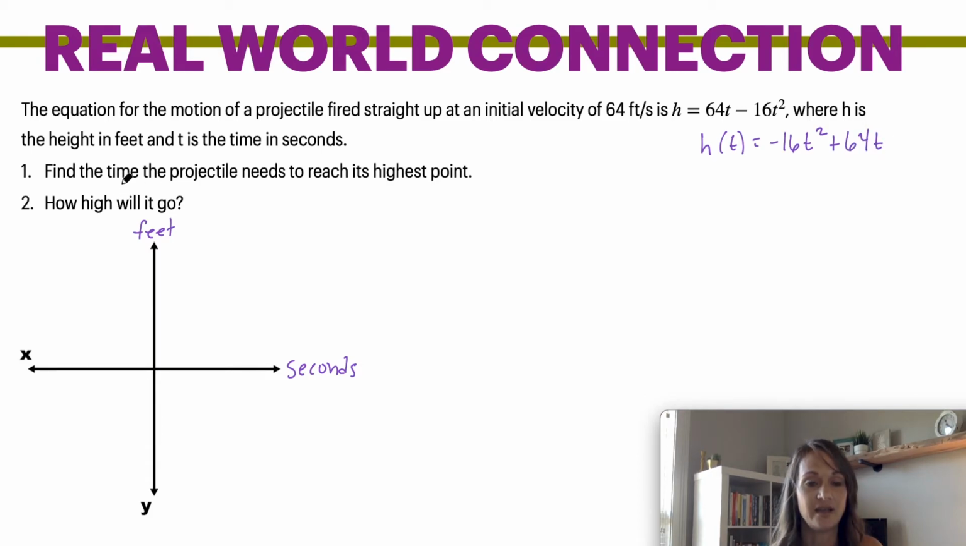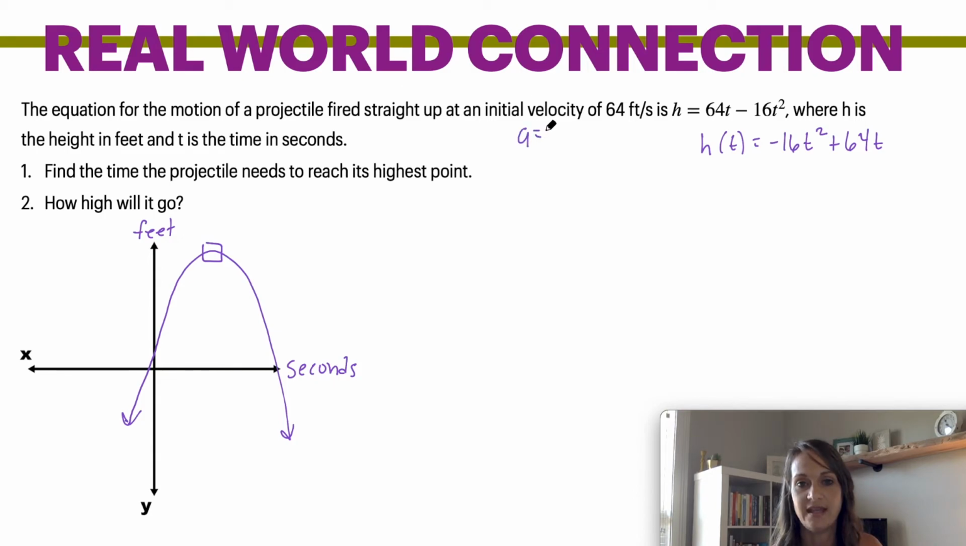Find the time that it needs to reach its highest point. So if we were to graph this, I'm thinking it's going to look something like this. They want to know how high does it go in feet and how many seconds did it take for it to get that height. So there's two ways you can do this. You can either graph it using a graphing calculator like we just did, or you can use the vertex formula.